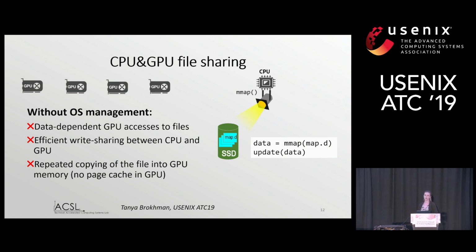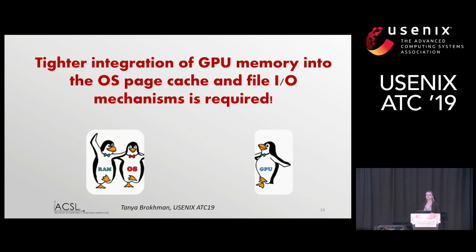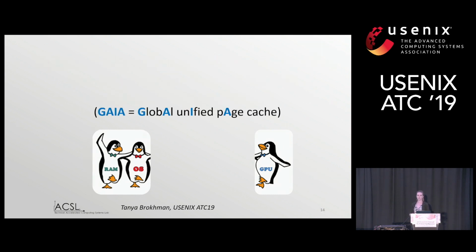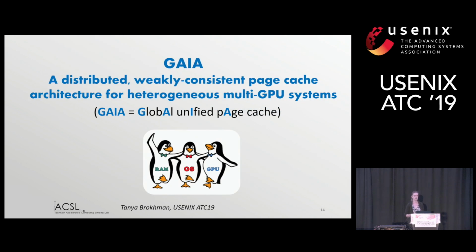So in order to overcome this limitation, an architectural change is required. We need a tighter integration between the GPU memory and the host OS. And from this understanding came GAIA, a distributed, weakly consistent page cache for heterogeneous systems.